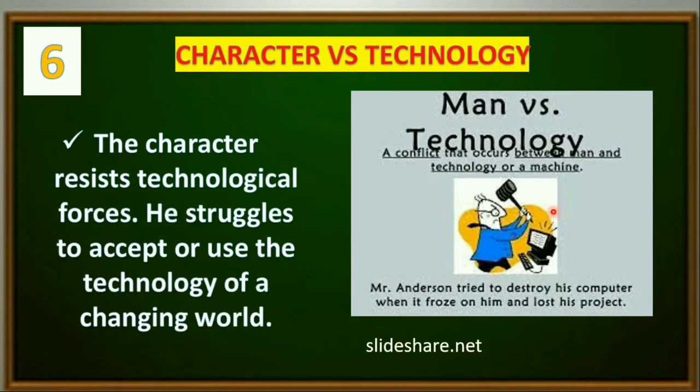Number 6. Character versus technology. The character resists technological forces. He struggles to accept or use the technology of a changing world. Example is here. Mr. Anderson tried to destroy his computer when it froze on him and lost his project.